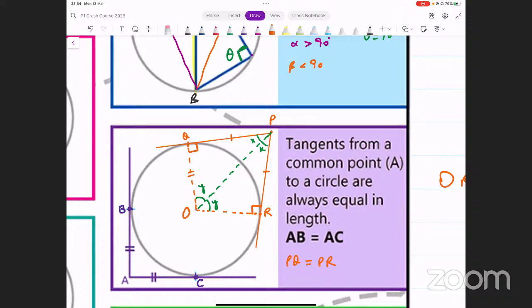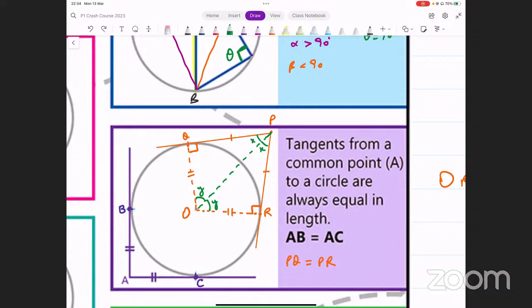These lengths are also equal because they're both radius, and the other two lengths are also equal. So it makes a kite, and in a kite, this diagonal, OP, is a line of reflection. So the angles are bisected and the sides are equal like this. Okay, so this is another important property that you need to know about.